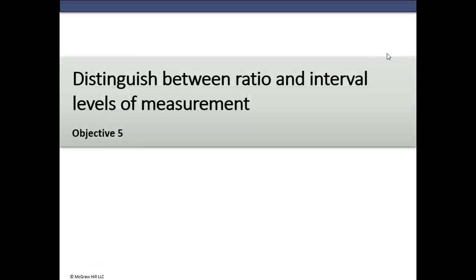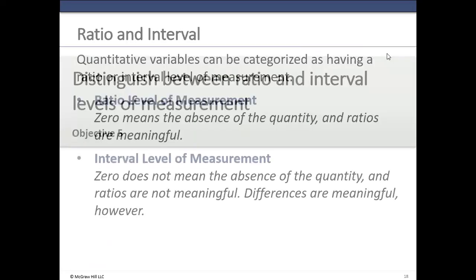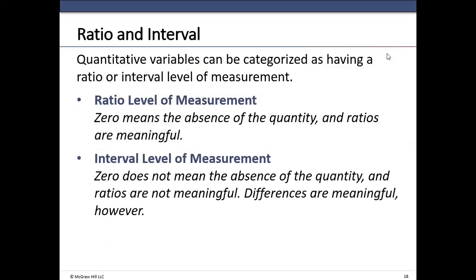Distinguish between ratio and interval levels of measurement. So now we are talking about quantitative variables can be categorized as having ratio or interval level of measurement. Ratio level of measurement: zero means absence of quantity and ratios are meaningful. Interval level of measurement: zero does not mean the absence of quantity and ratios are not meaningful. Differences are meaningful, however. So in ratio, zero means absence. In interval level, zero does not necessarily mean absence of the quantity being measured.